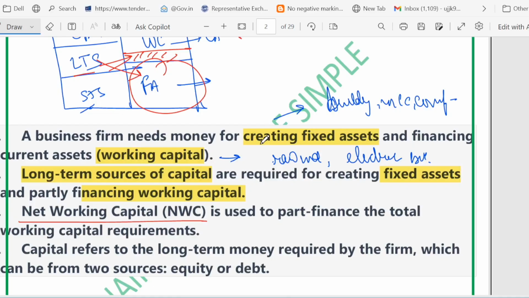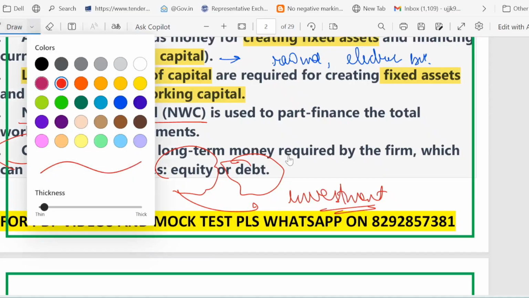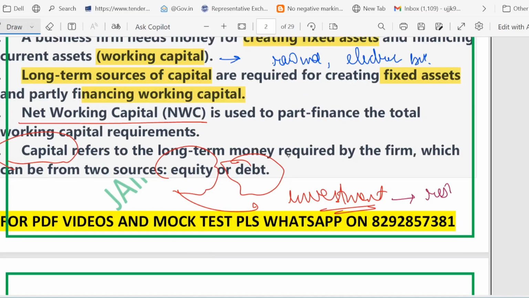When we say capital, what is the meaning of this term? When we say capital, we are talking about the long-term money which is needed by the business. The money can come from two main sources: equity or debt. Equity means money invested by the owner, and this is called risk capital. Remember, equity is called risk capital because if the business suffers loss, the owner will bear the risk.